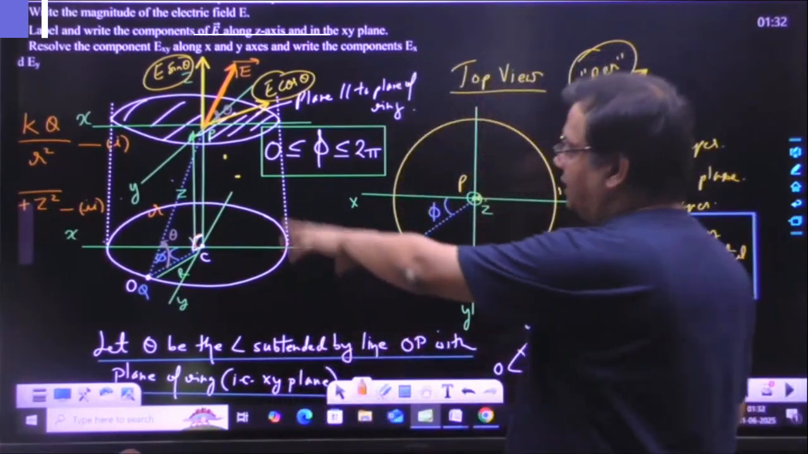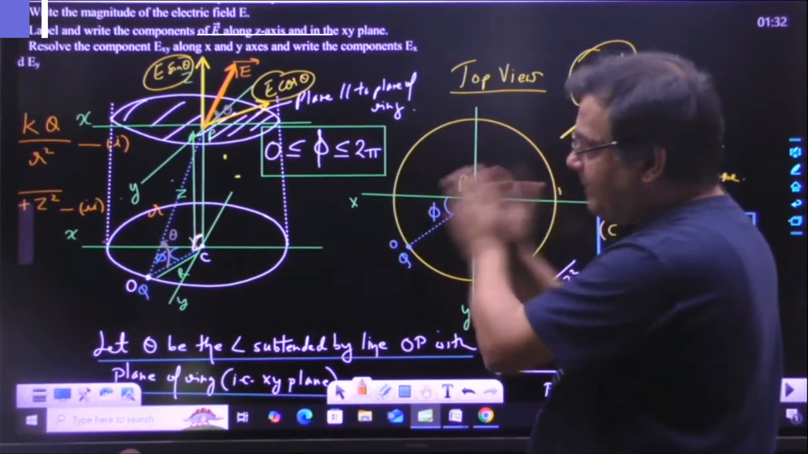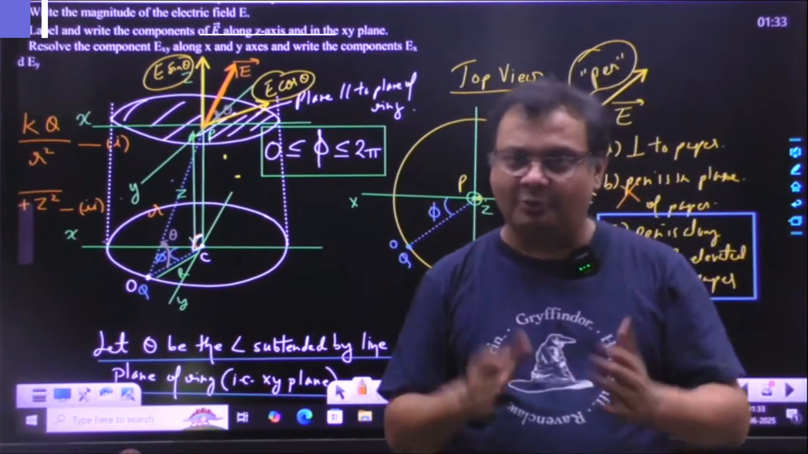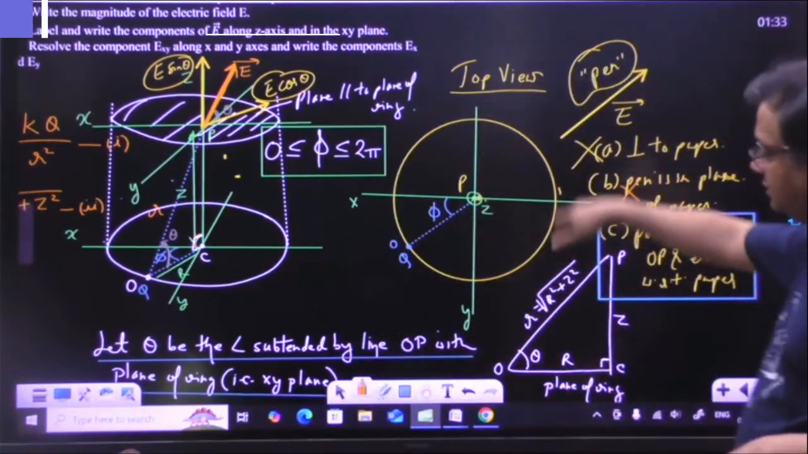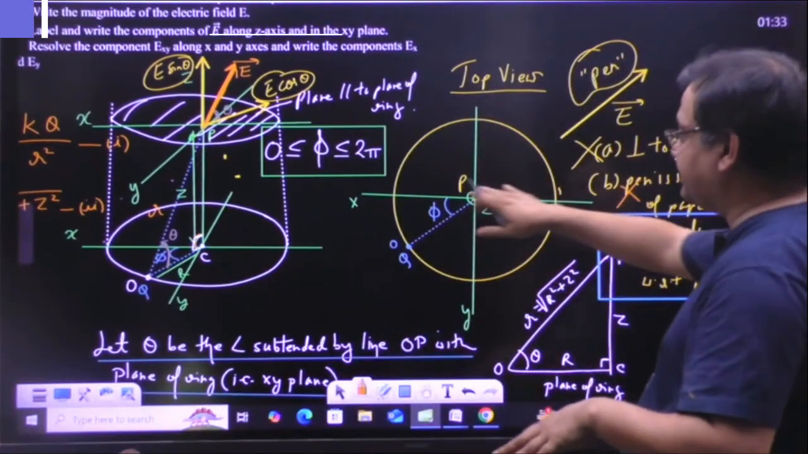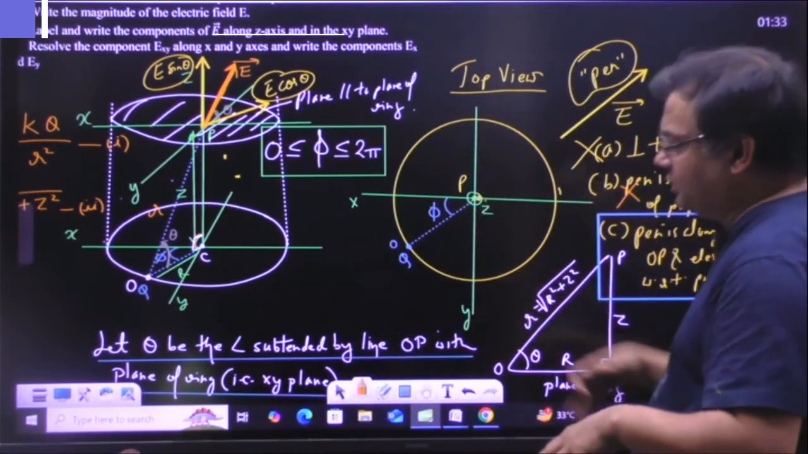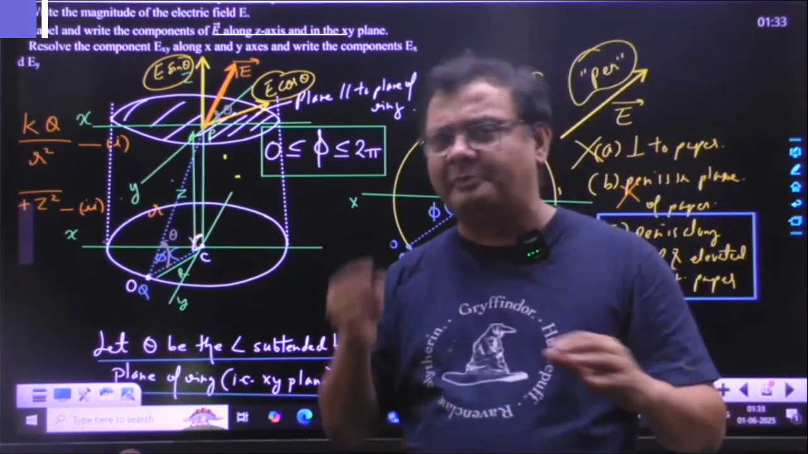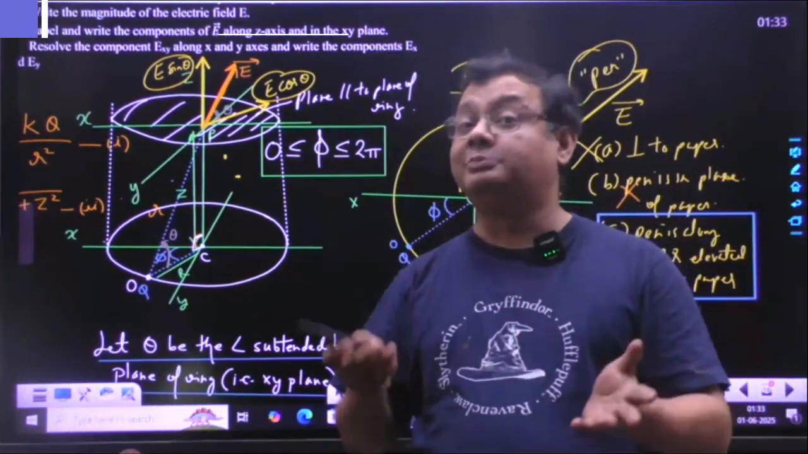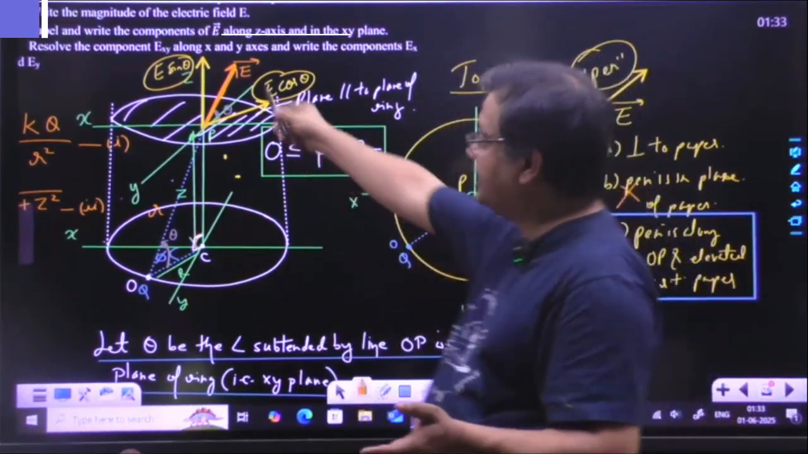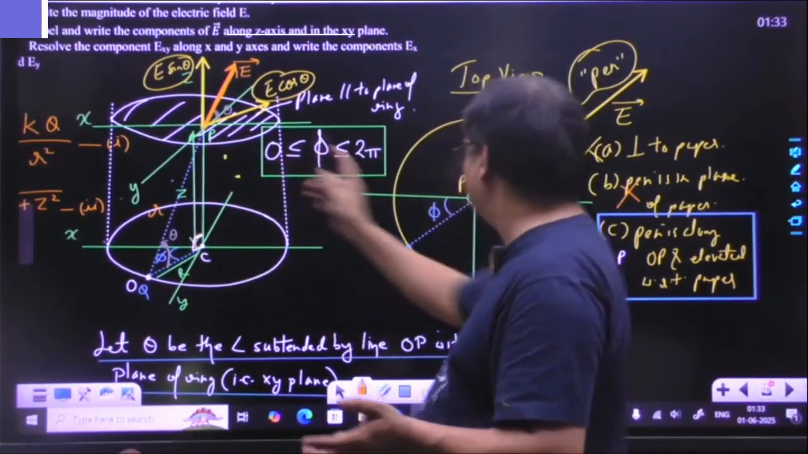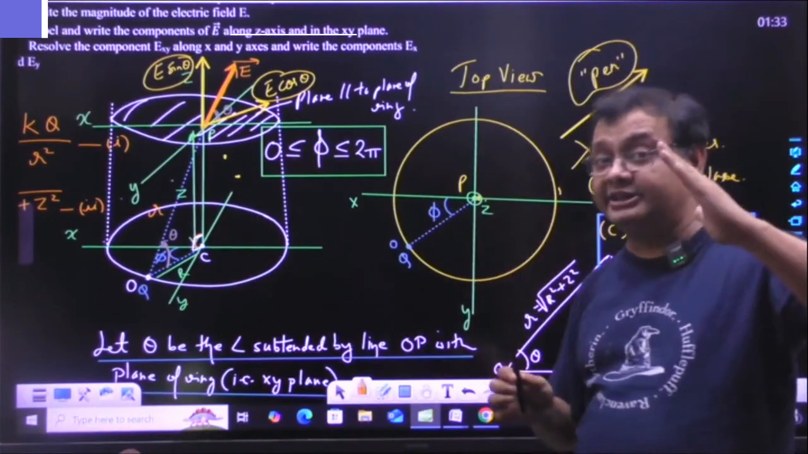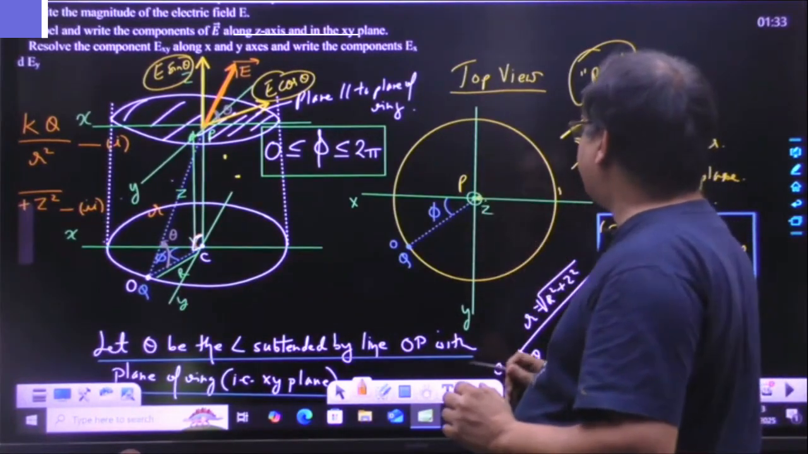And what is the angle subtended by the pen with the plane of the paper? Your plane of paper, where you made the circle, is representing the plane of the ring or the xy plane. So what angle is your pen making with the plane of the paper? The same angle which the electric field makes with the plane of the ring, that angle is theta. So your pen would be making an angle theta with the xy plane.